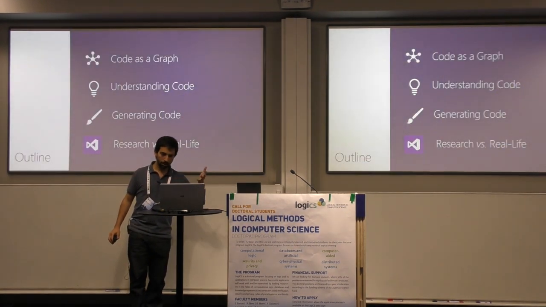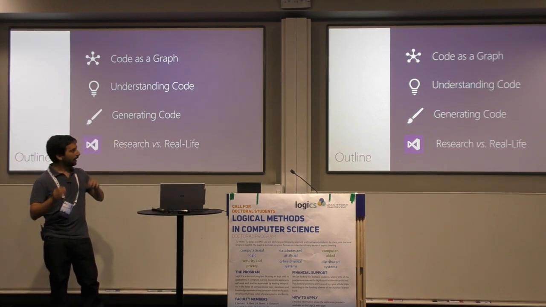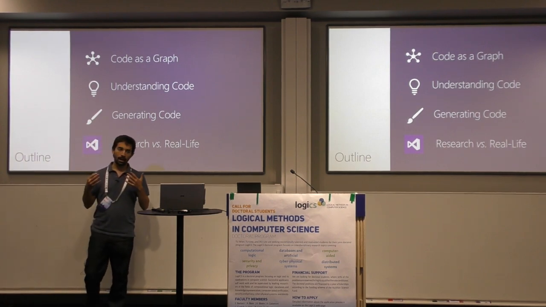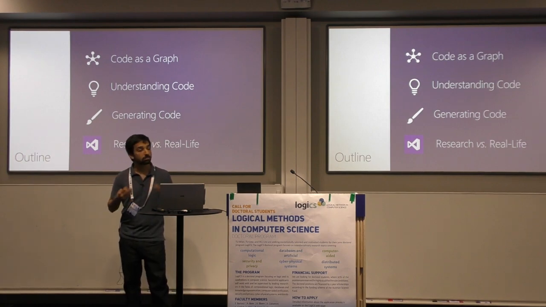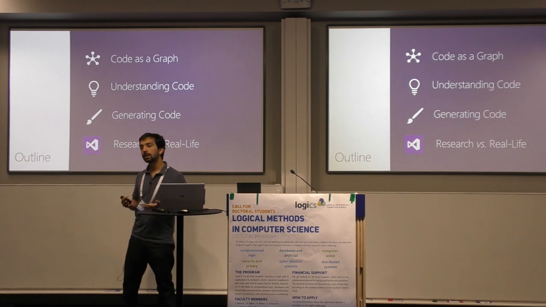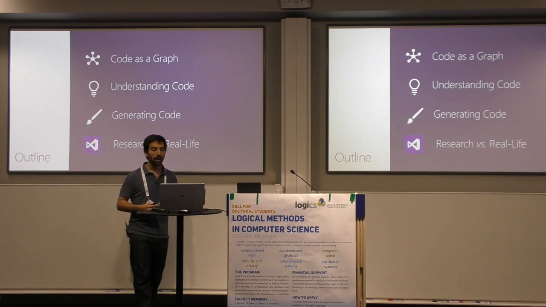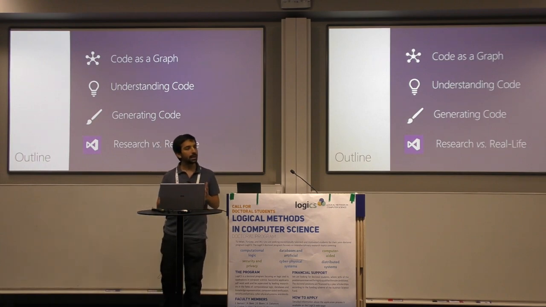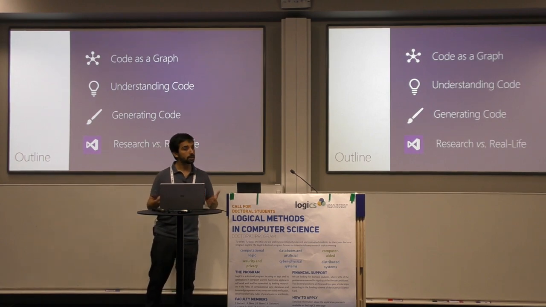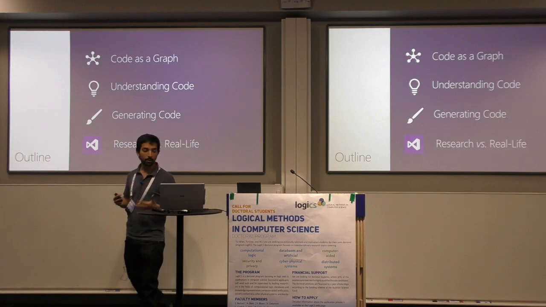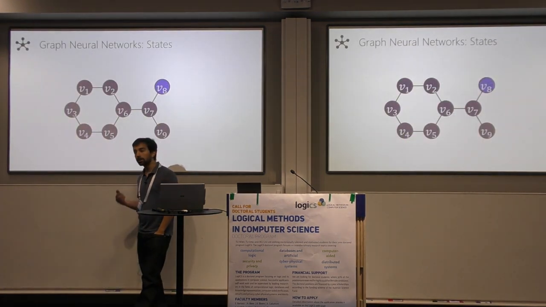So the rest of the talk will be structured as follows. I will not give any motivation since Liam did that yesterday, and I'll just go directly to describing how graph neural networks work, how we can represent code as graphs, as a form of a feature if you want, and then I will discuss two applications that we've recently explored, one to do with understanding code and another with generating code. And finally, hopefully there will be some time to discuss how research and the papers we've written appear in real life, and what some of the learnings are. So let's get started with graph neural networks.